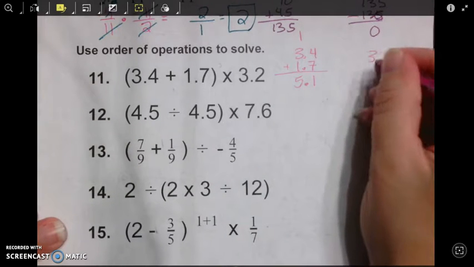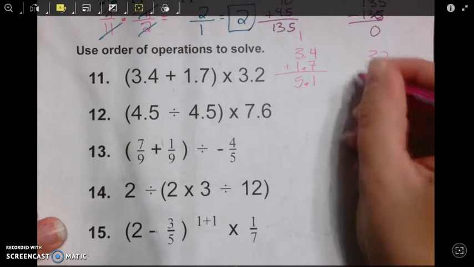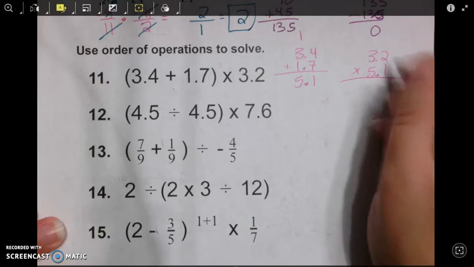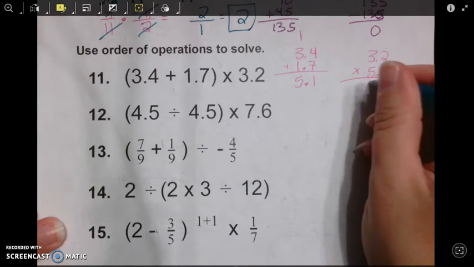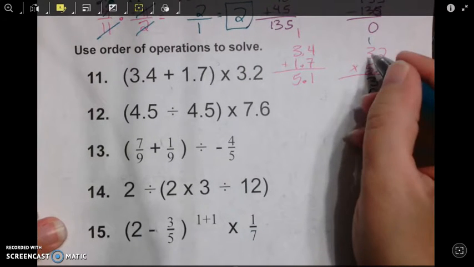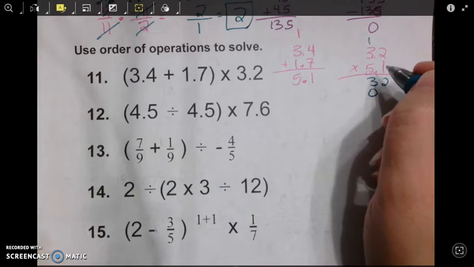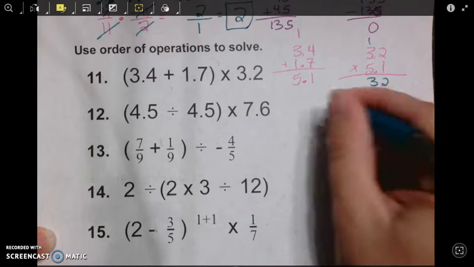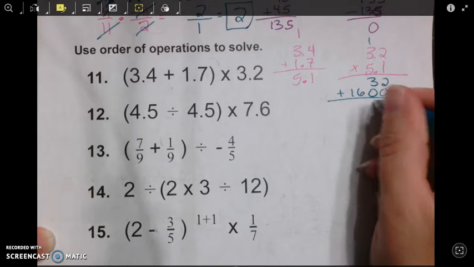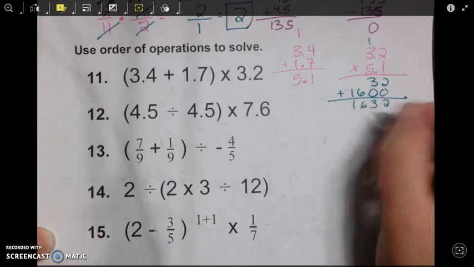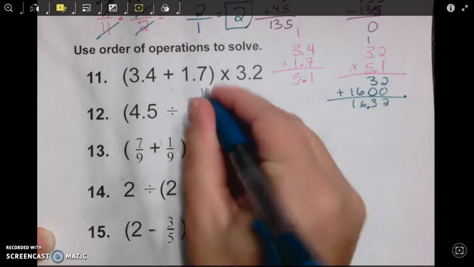Now we multiply 3.2 times 5.1. Doesn't matter which one goes first with multiplication. So 1 times 2 is 2, 1 times 3 is 3. 5 times 2 is 10, 0 goes here, carry the 1. 5 times 3 is 15, plus 1 is 16, so 16 like that. Add these together. And look at the decimal. It's moved over 2 spots, so this should be moved over 2 spots. So 16.32.